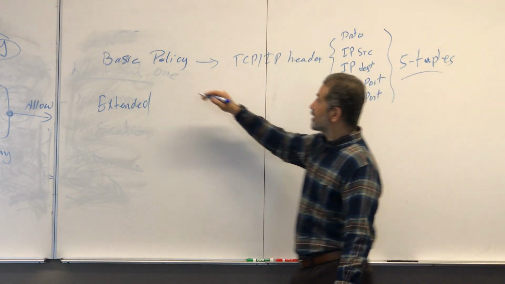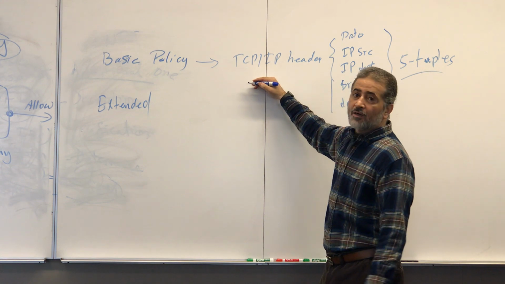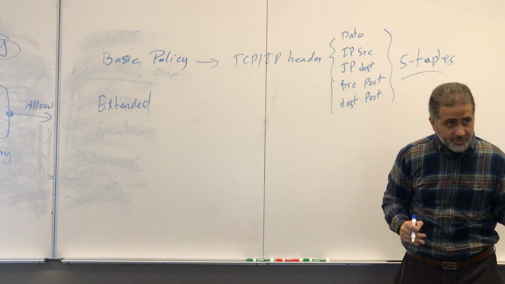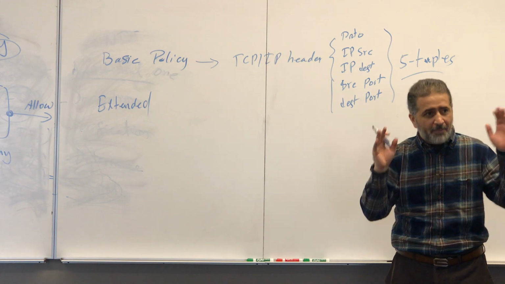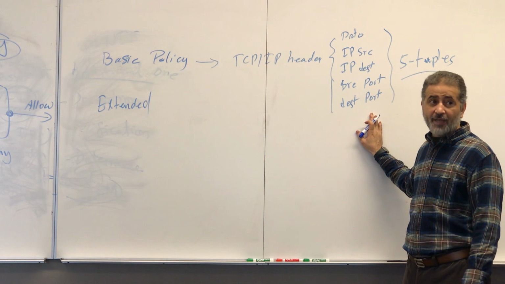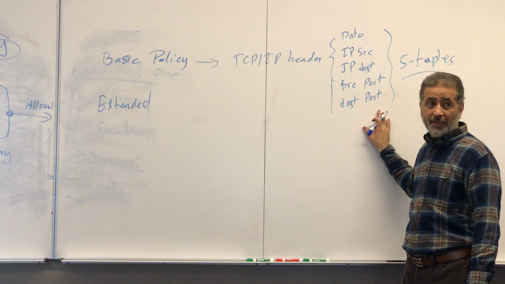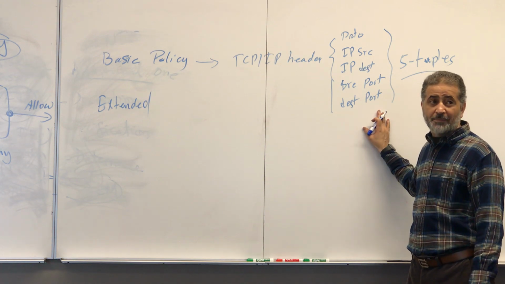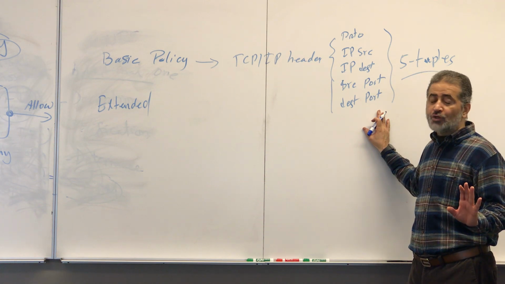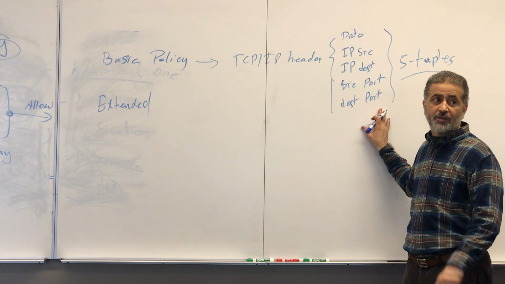This is the basic policy. Any firewall in the world, the minimum function a firewall can provide is to look at these 5 fields in the TCP/IP packet header and decide. No firewall will look at this sentence.